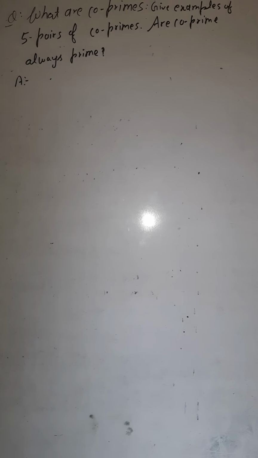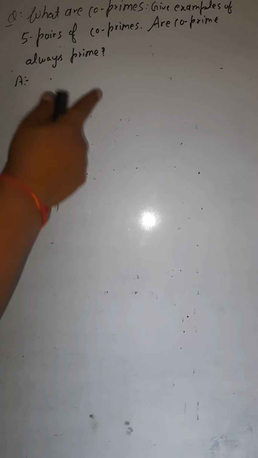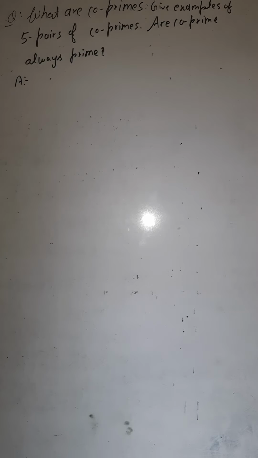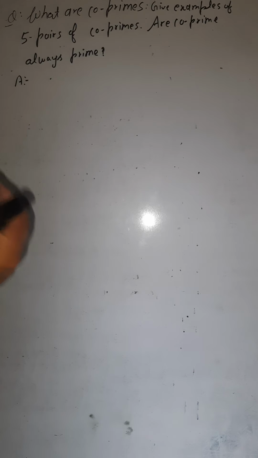And now the next thing that we would study here is coprime. What are coprime numbers? Let me tell you, two numbers are said to be coprime if they do not have any common factor other than 1. If two numbers have only one common factor, and that is 1 only, then you would call such numbers coprime.